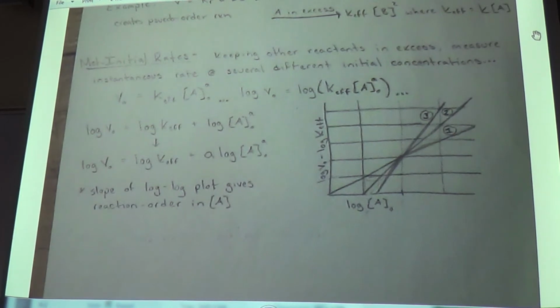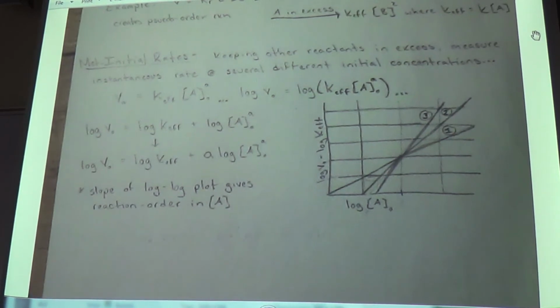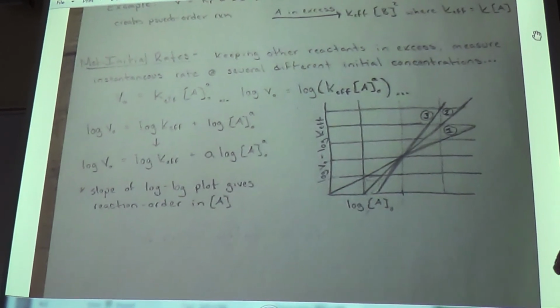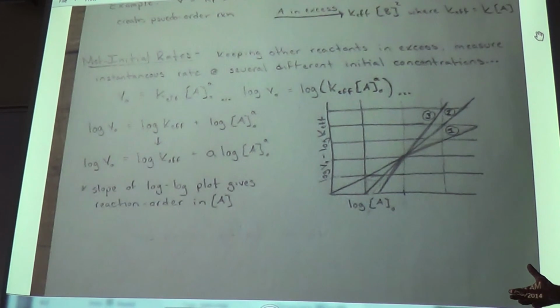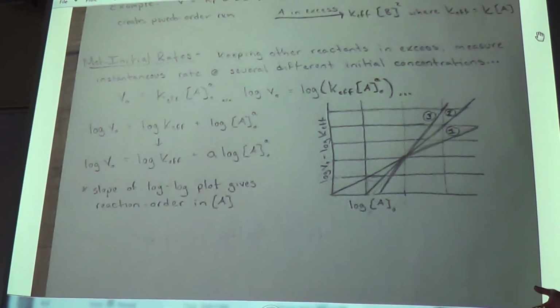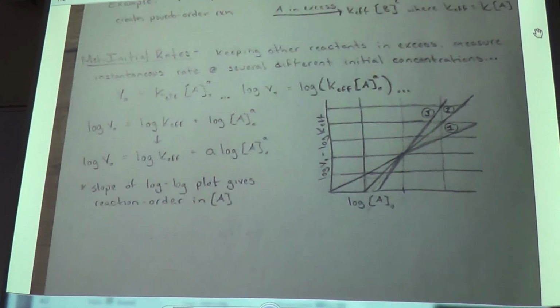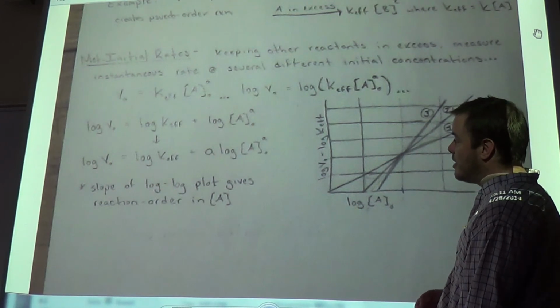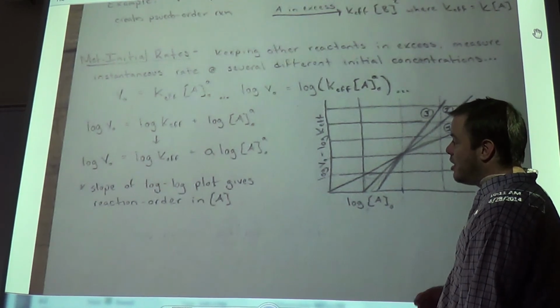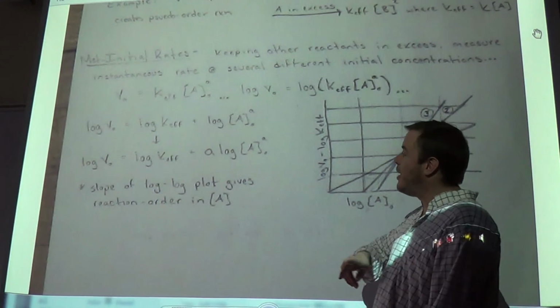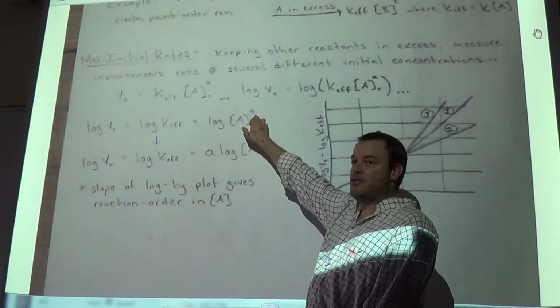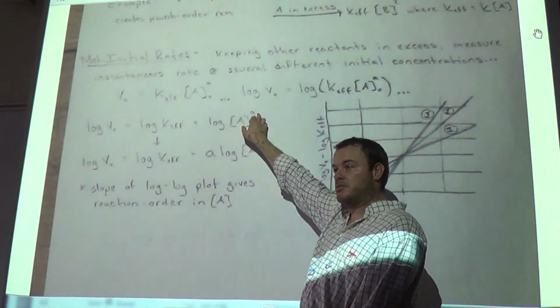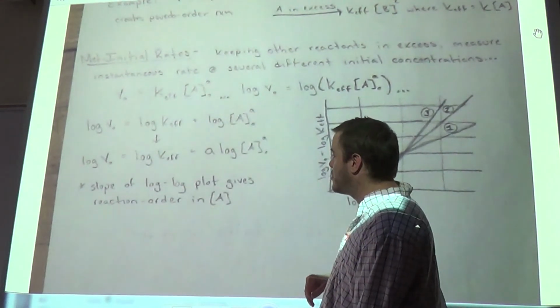This is a log-log plot. For a log-log plot, you take the logarithm of the rate, you write your rate expression, and you take the log of both sides. What you end up finding is that a log plot will pull out the exponential factor in front of, or the exponent on, the concentration.